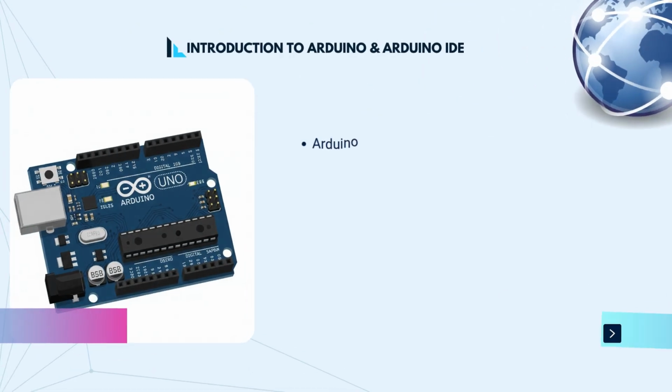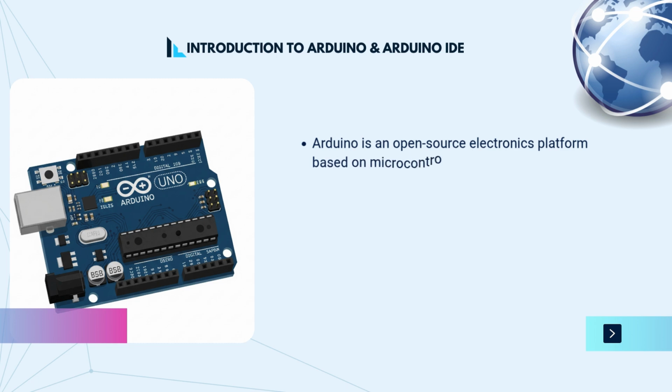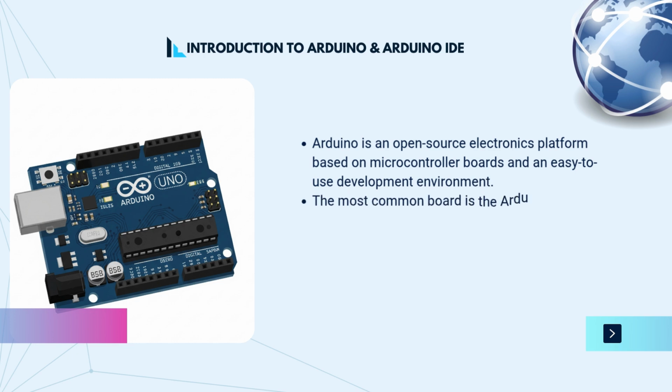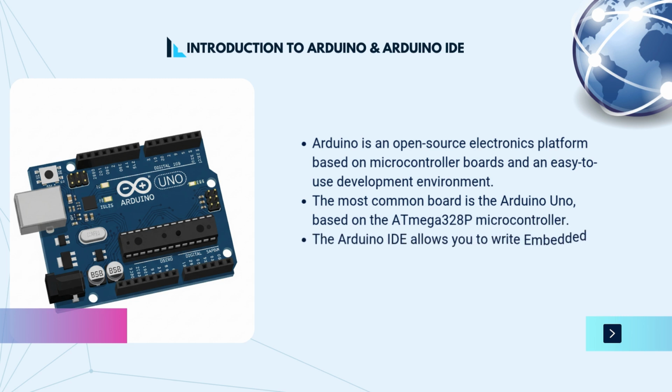Let's talk tools. Arduino is an open-source electronics platform based on microcontroller boards and an easy-to-use development environment. The most common board is the Arduino Uno, based on the 8-bit ATmega328P microcontroller. What makes Arduino popular is its simplicity. The Arduino IDE allows you to write embedded C code and upload it directly to the board over USB. You don't need to mess with compilers or programmers, it's plug and play.